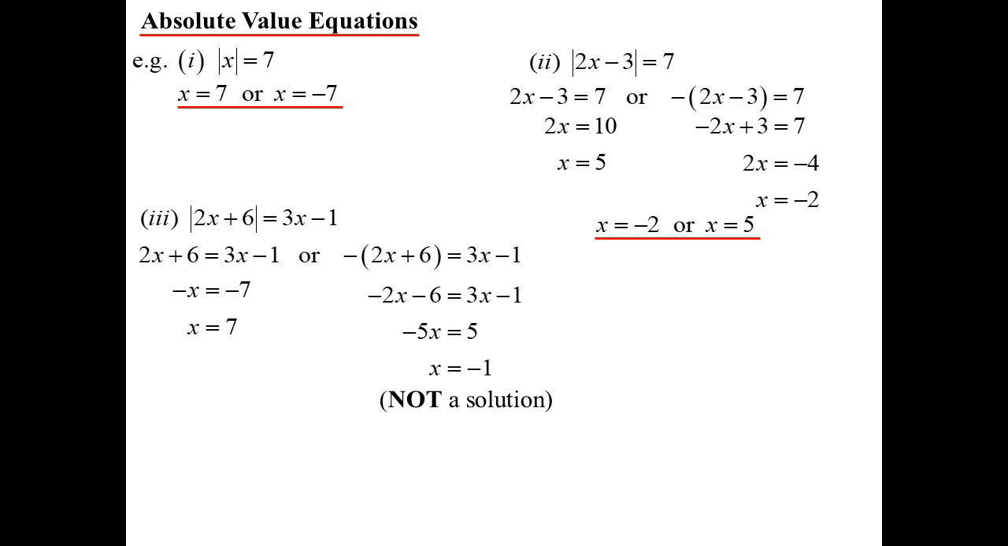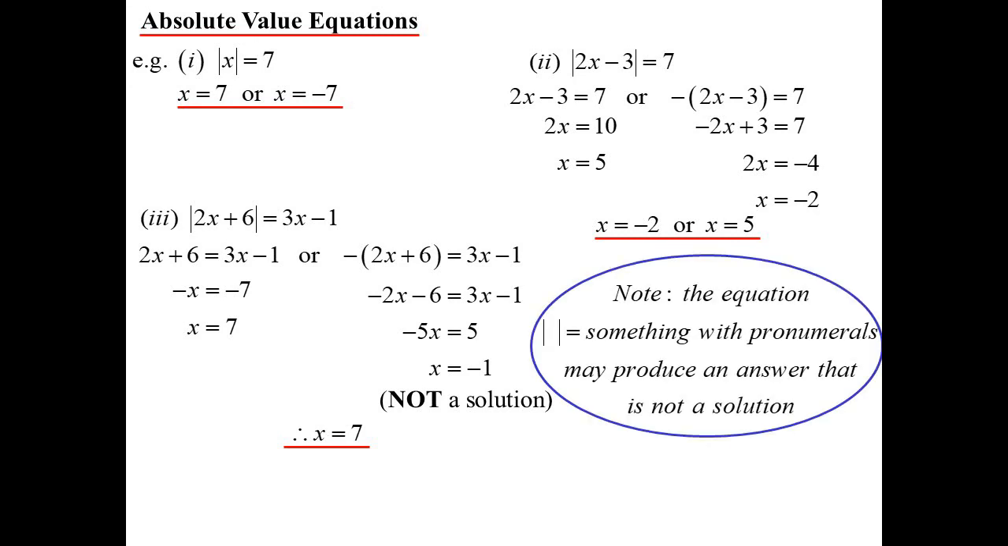So why did this happen? The reason it happened is because we changed the original question. We changed it to something simpler that we could solve. Now, when you do that in equations, sometimes you create new solutions. It'll be a solution to the new equation that you created, but it might not be a solution to the original question that was asked. This is why we always check our solutions. So x equals negative 1 is not a solution. The only solution to this equation is x equals 7.